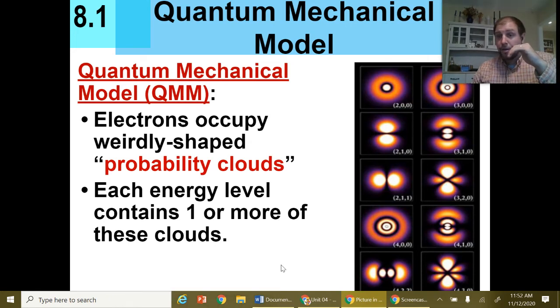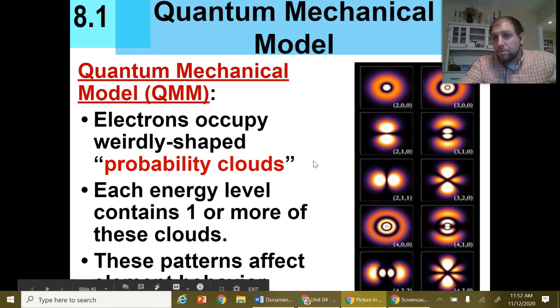They're just not circular. And each of these energy levels contains one or more of these weird shaped clouds in which the electrons organize. So energy level 1 has a weird shaped cloud. Energy level 2 has a few weird shaped clouds. Energy level 3 has even more weird shaped clouds, and so forth. Okay? And these patterns do affect the behavior of the elements.